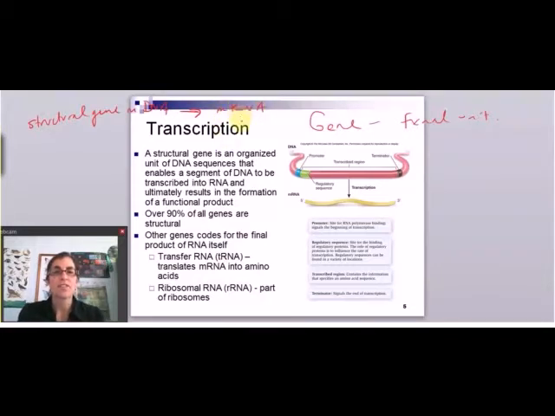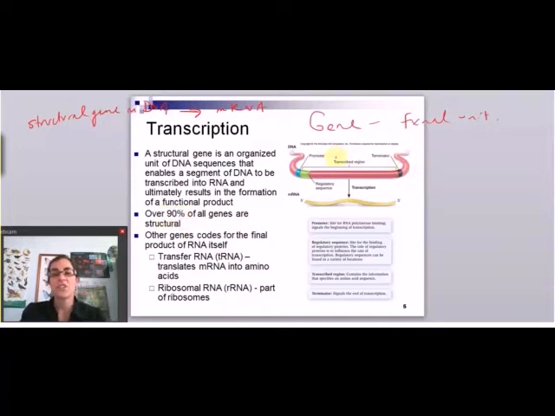The M stands for messenger. Other genes will become other RNA products. So other types of genes can become transfer RNA, which we'll talk about later on in this chapter, and ribosomal RNA, which we'll also talk about later on in this chapter. The majority of genes, over 90% of them, are structural genes. And again, that's what we're going to focus on.